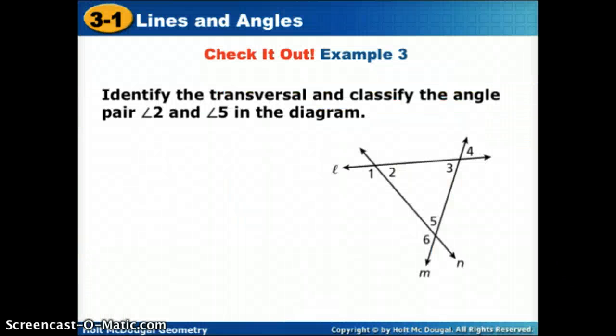Okay, one last example says to identify the transversal and classify the angle pair, angle 2 and angle 5 in the diagram. So take a second, see if you can figure that one out. So if we look at the vertexes, angle 2's vertex is here, and angle 5's vertex is here. So we want to say that N is the transversal. So if this is the transversal, here's our two lines. 2 and 5 are both on the inside of those two lines, and they are on the same side. So they are same side interior angles.